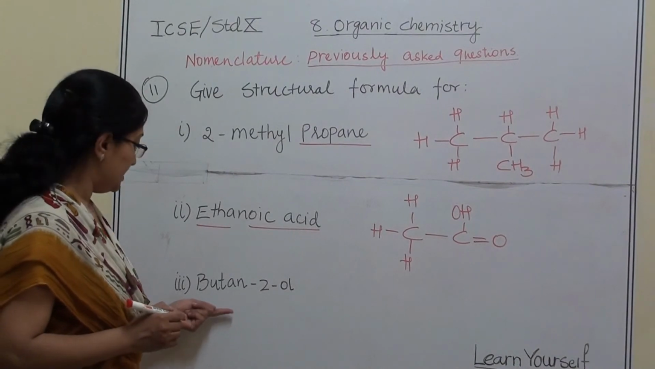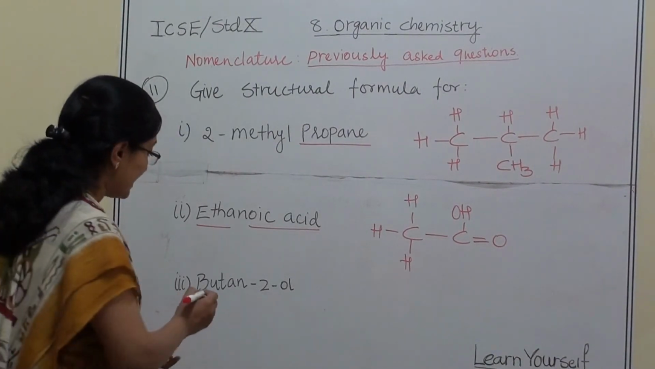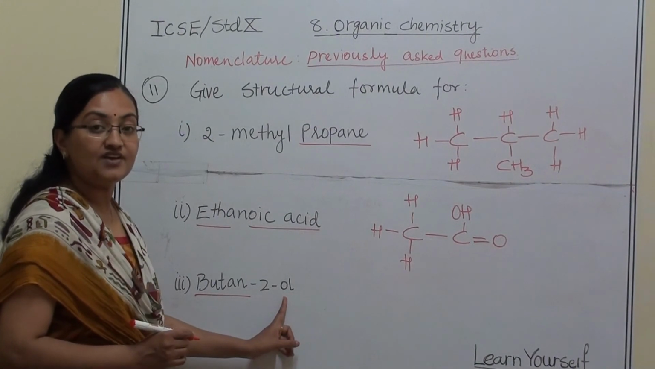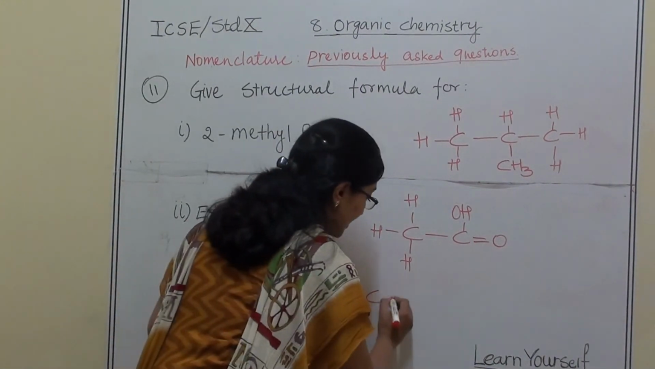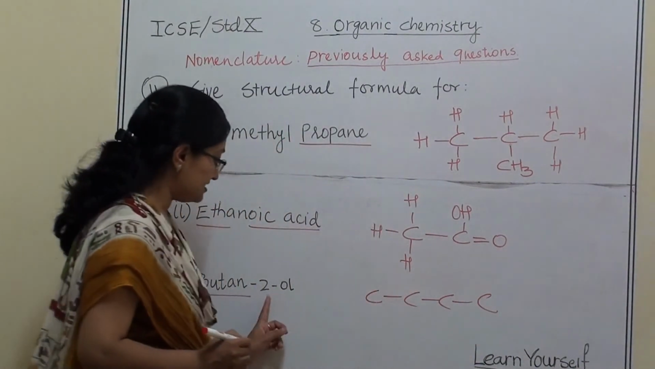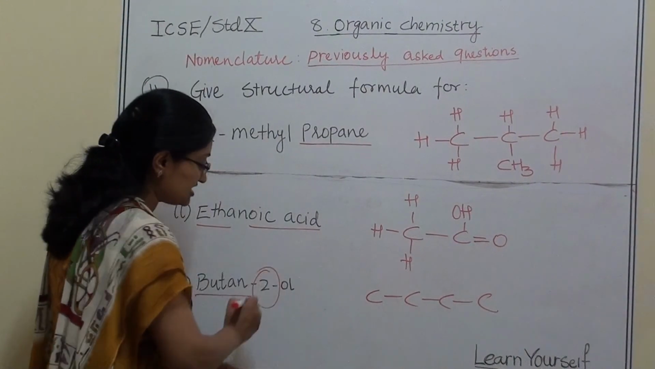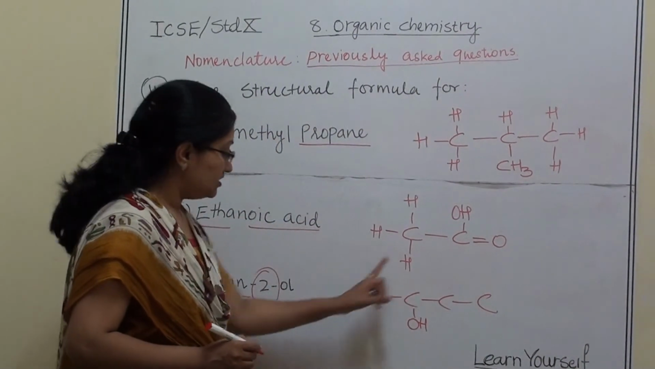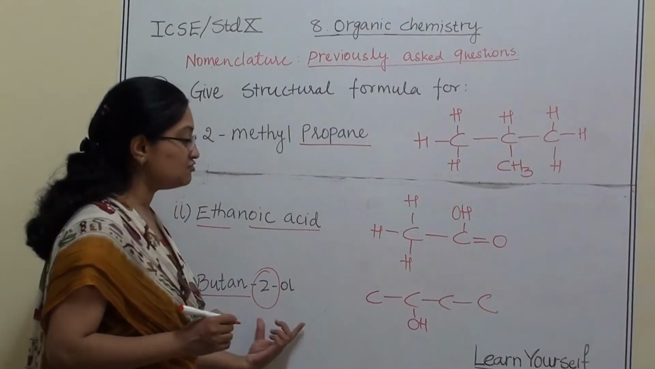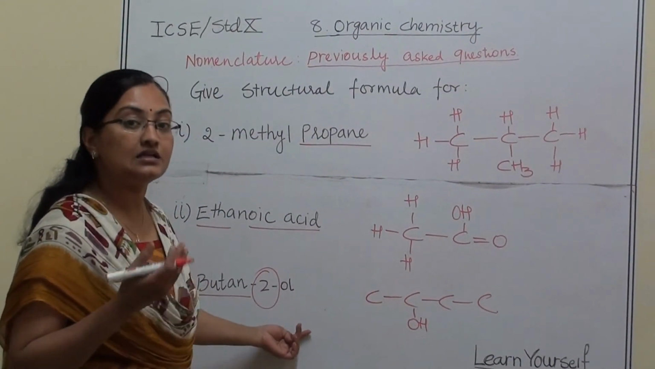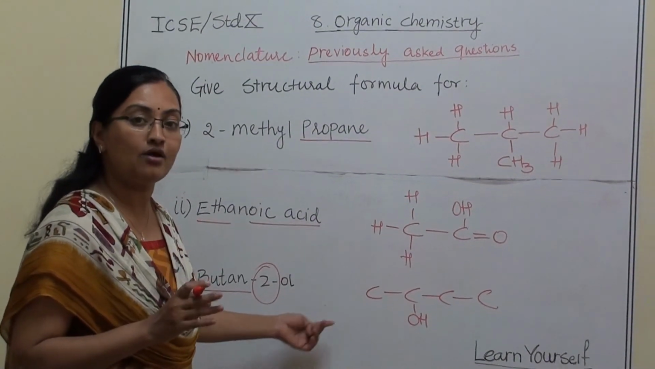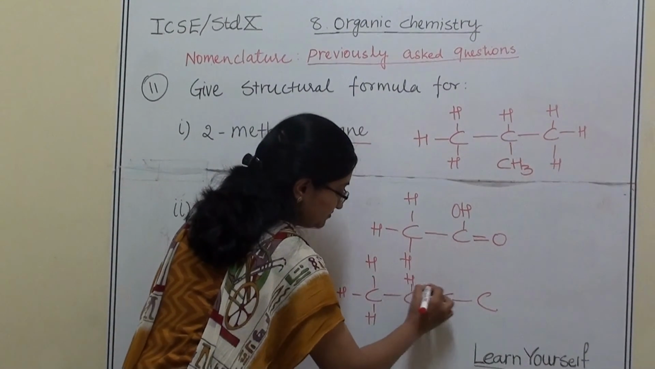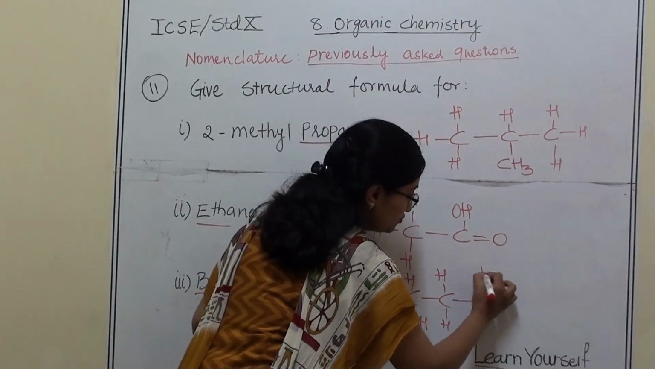Now the third structure. It is butan-2-ol. That means this is a long chain consisting of 4 carbon atoms, and ol means somewhere an alcohol group is there. So let us first write 4 carbon atoms, and then somewhere the alcohol group is there. This 2 suggests that at the second carbon the OH group is attached. Now this makes our structure of butan-2-ol. Butanol is another name, and butan-2-ol is also a name of the same structure. The rest of the valency we fill up with hydrogen. So this is our butanol or butan-2-ol.